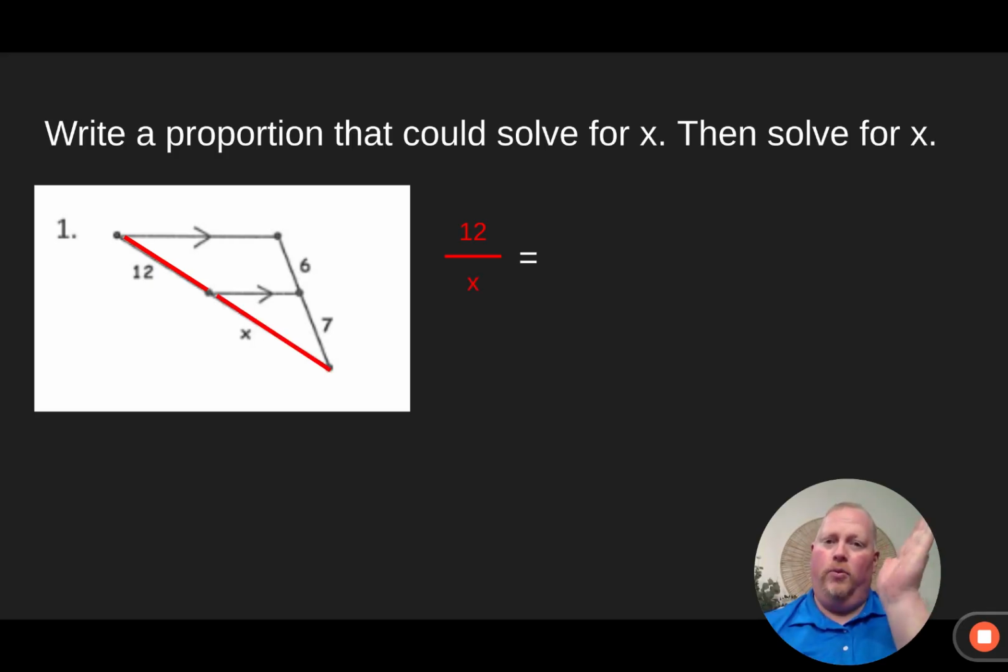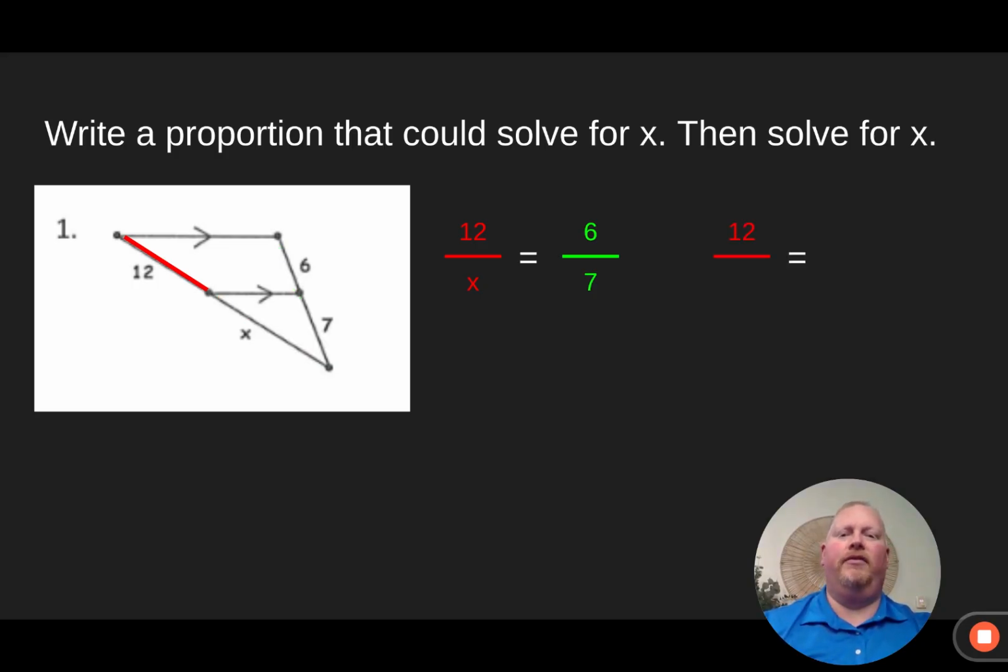Now, since that's all on one side, I did the top part over the bottom part. I go to the other side and do top part over bottom part. So 12 over x equals 6 over 7. And that's a good proportion. And we'll cross multiply and solve that. But I also want to give you another example.